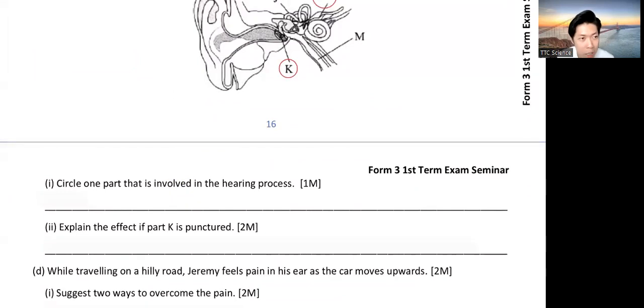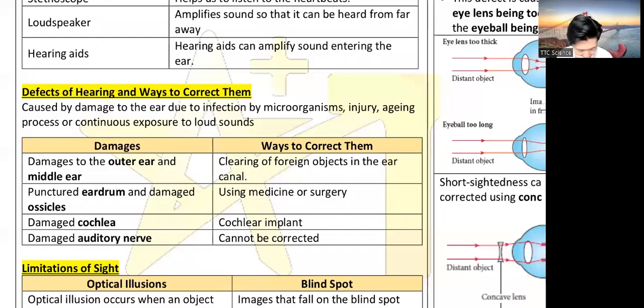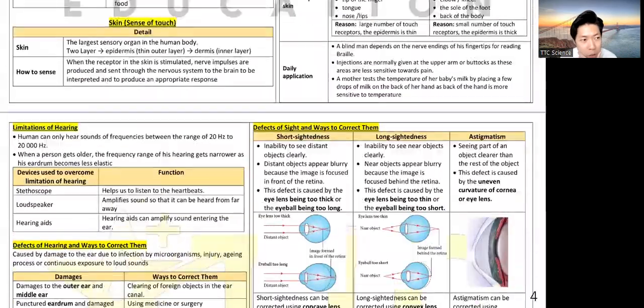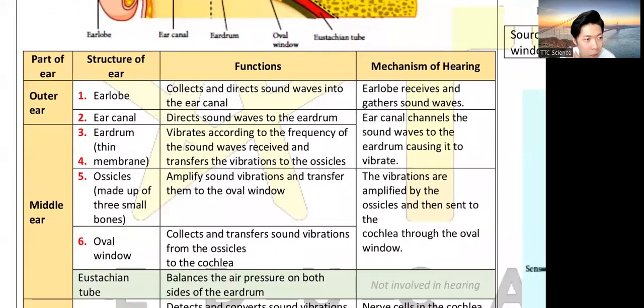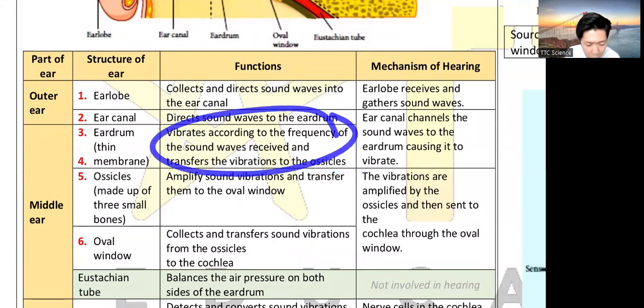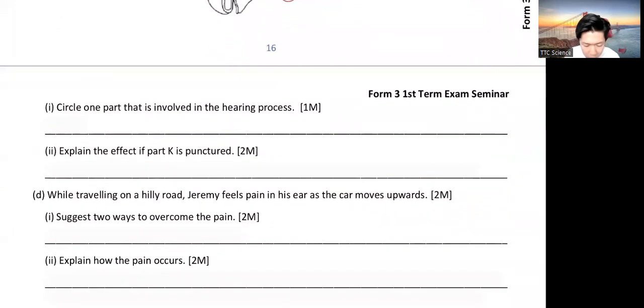Explain the effect if part K is punctured. Like the eardrum punctured. I think we look out for the function first. Let's say you didn't study yet and you don't know what the function is. Eardrum punctured. The eardrum is to vibrate and send to the ossicles, right? Okay, that's the function. So if the eardrum is punctured, the most straightforward thing you would think of is deaf, lose hearing ability.